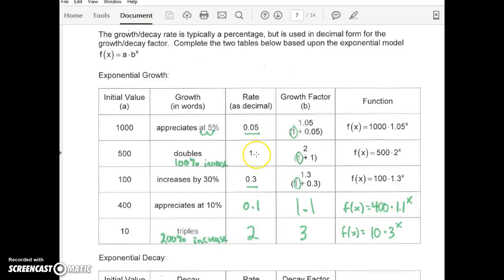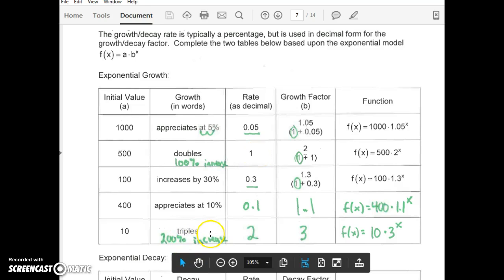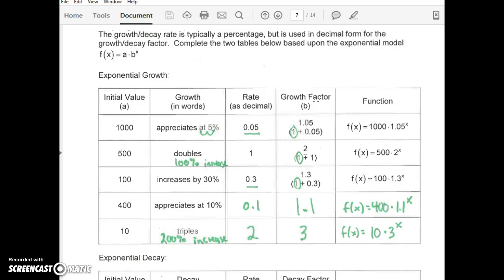So it's a 100% increase. So our increase here is a 1. That's 100% as a decimal. Triples means a 200% increase, so our number there is 2. In the fourth column, we're finding the growth factor. Because we're growing, we're going to add that new percent to the 100% we already had. So effectively, we're just taking that decimal that we created in column 3 and adding 1 to it if we know it's a growth. So we have 1.05. This becomes 2. This becomes 1.3, and so on.